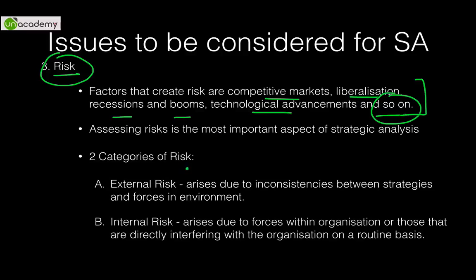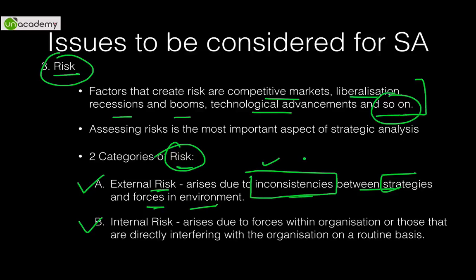We would just categorize the risk into two halves. First being external risk and the second being internal risk. External risk means any kind of risk which is external to the environment, not under our control and not under our particular reach. Hence, external risk means it arises due to inconsistencies between strategic forces and forces in the environment. Strategic forces as well as forces of the environment would bring about certain uncertainties, and those inconsistencies have to be bridged. So external risk is that inconsistency.